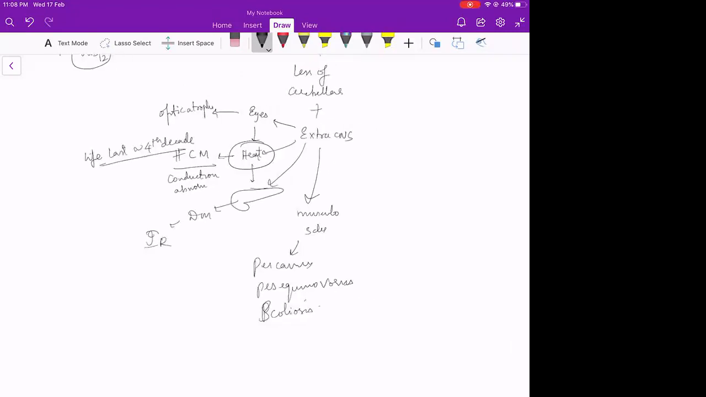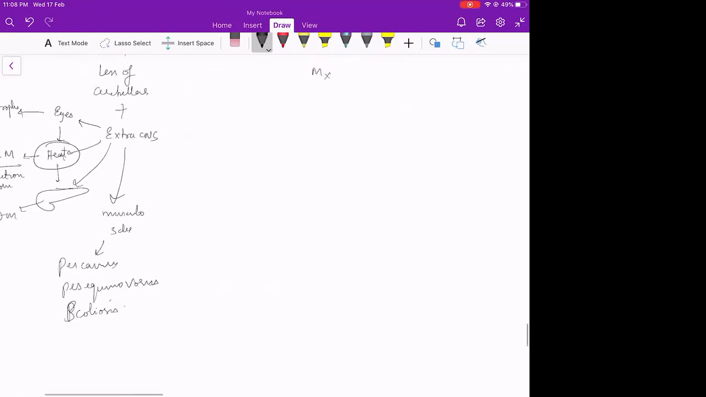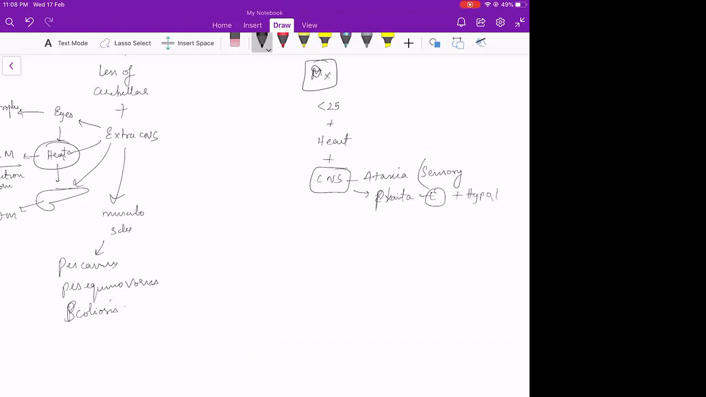So how do we diagnose this Friedreich's ataxia? For diagnosis, a patient less than 25 years with heart symptoms, a patient having CNS symptoms, particularly ataxia which is sensory, and some patients will have extensor plantar response with hyporeflexia. All will make us suspect Friedreich's ataxia.